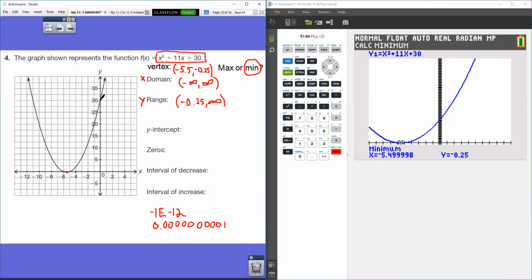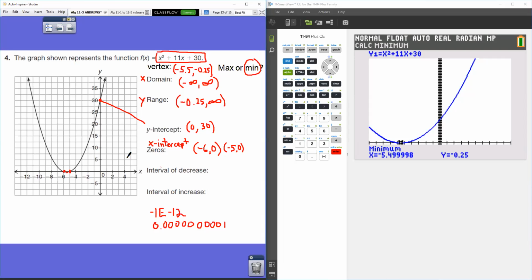Our y-intercept, where does it cross the y-axis? It crosses it right here. That point is 0, 30. What are the zeros of the graph? The zeros of the graph are where it crosses the x-axis. It crosses it right here and here. Remember, zeros are also called x-intercepts. It's where the line crosses the x-axis. So our zeros are actually -6, 0 and -5, 0. That's the points where they cross.